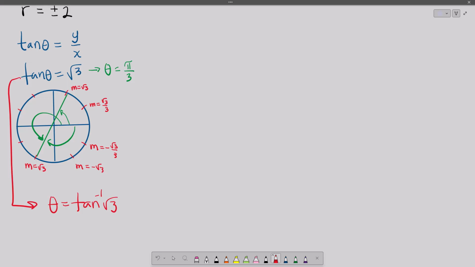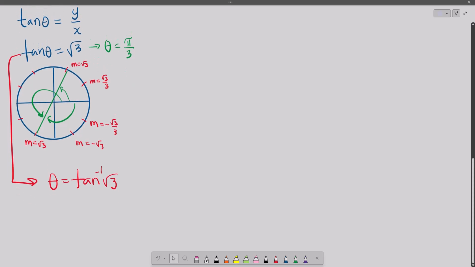Inverse trig functions. Did I hit record? I did. Inverse trig functions. So a function only has one answer, right? And so when we're looking at this function here, we restrict it and we say the inverse tangent is an angle on the right side. So this would have only one answer, and in this case it will be the right answer.